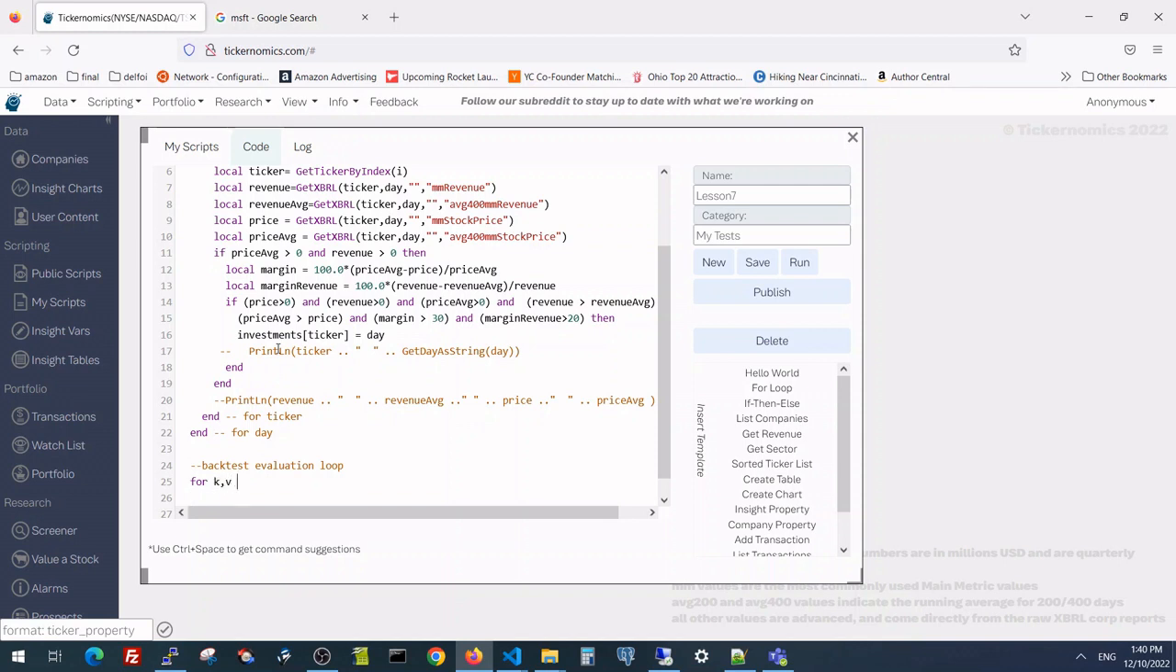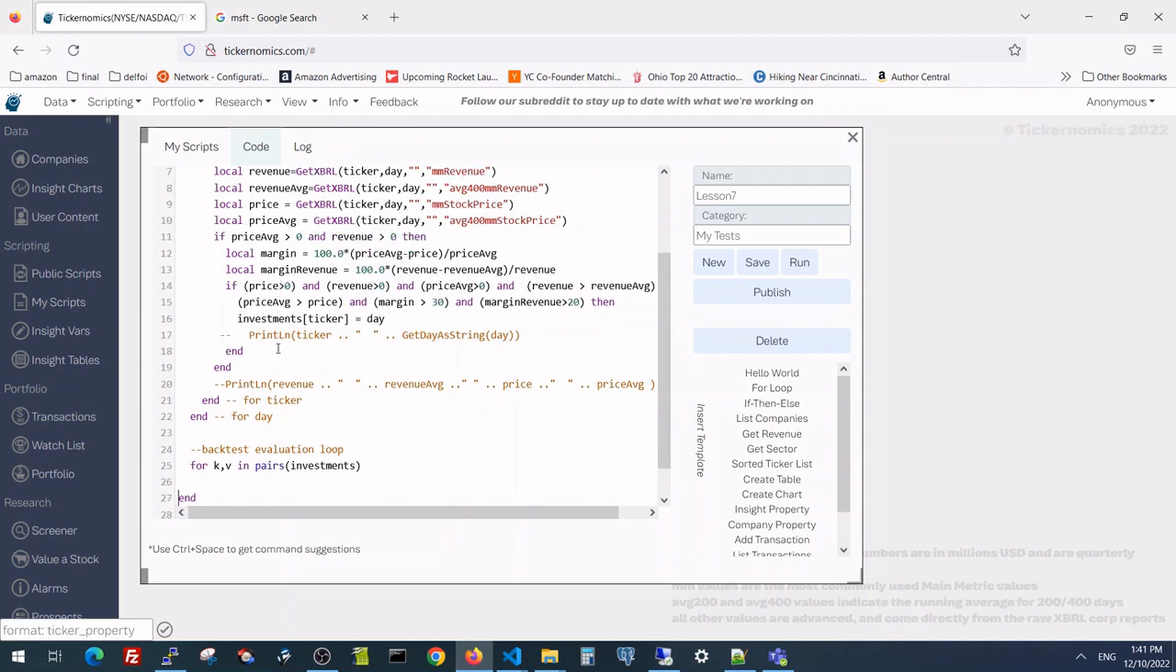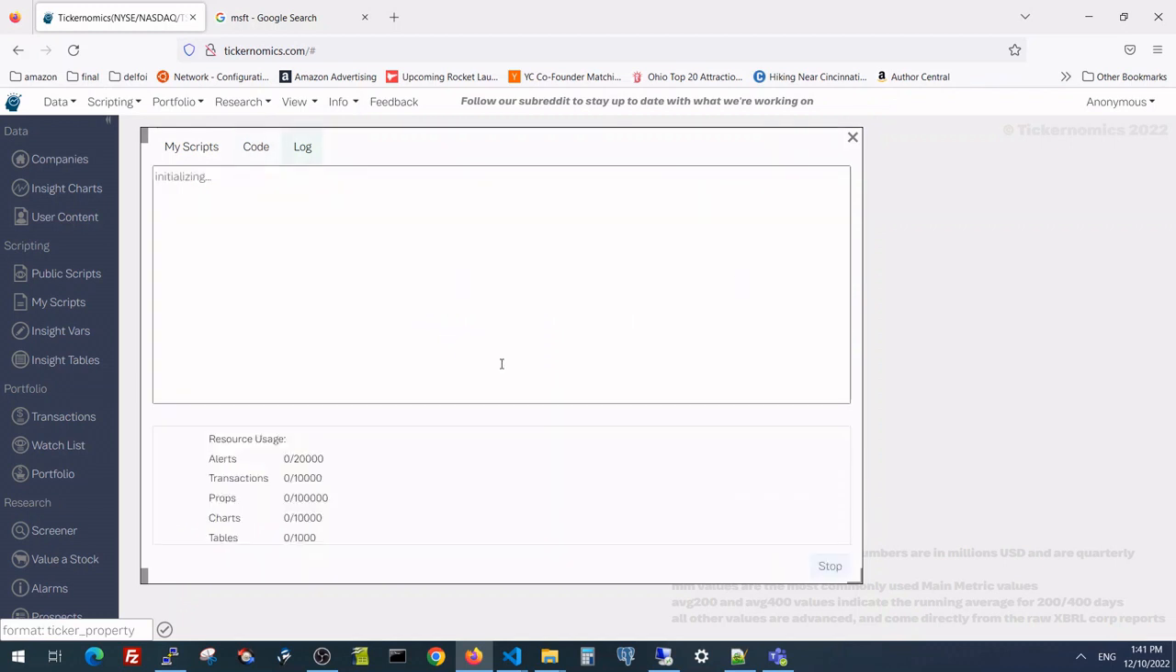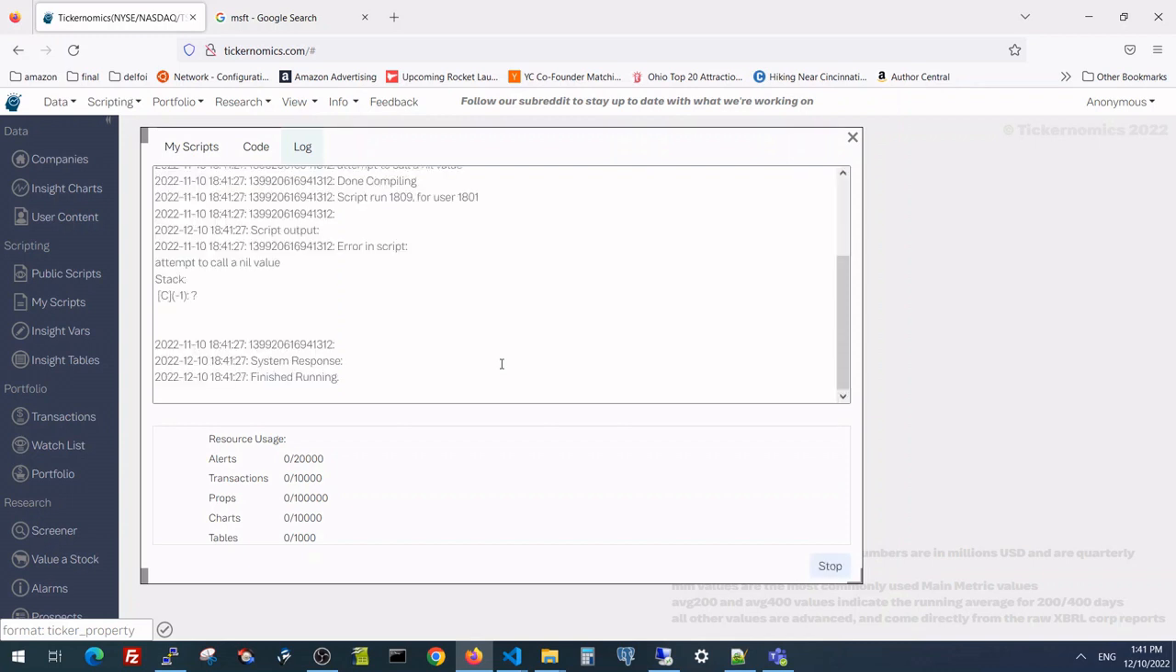Key value in pairs investments, and we'll print them out first. We'll essentially do this same println but here. Key and value. We need to print key and value from the array. So let's see what happens.